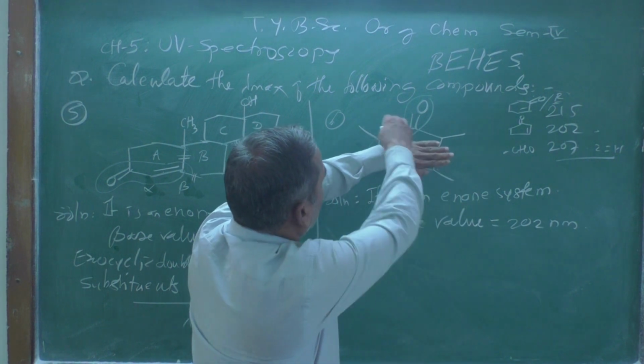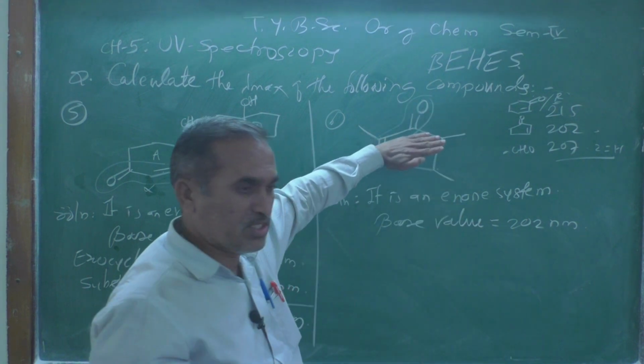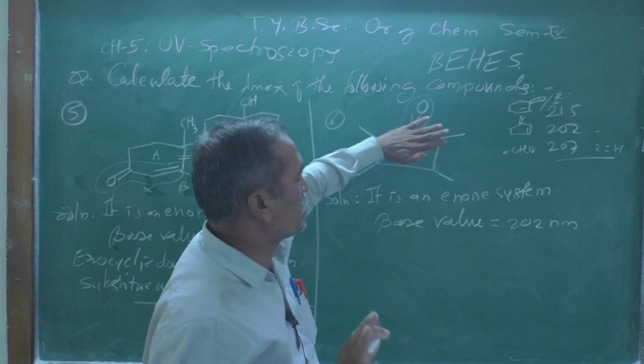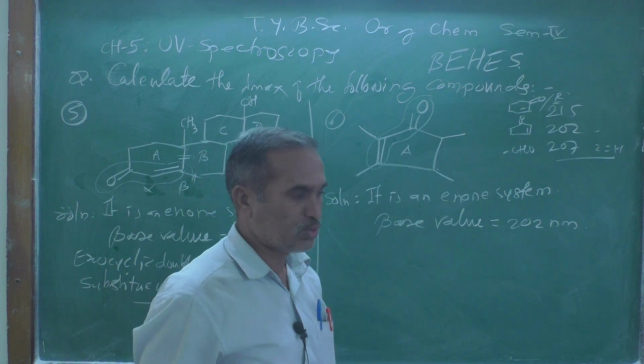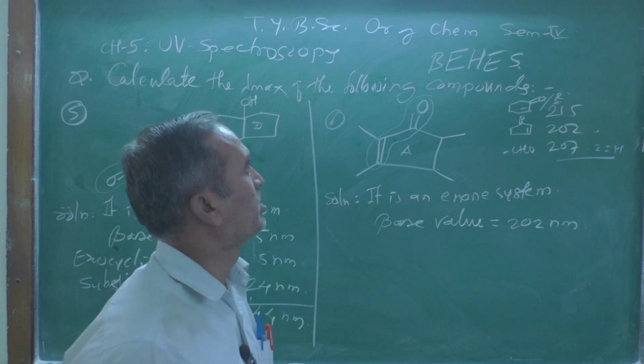Then put your hand on A ring. What do you see? There are different substituents. One carbonyl group, which is always outside the ring. Don't consider it as an exo. So there is no exocyclic double bond present over here.